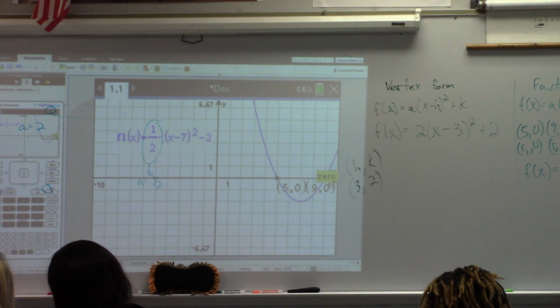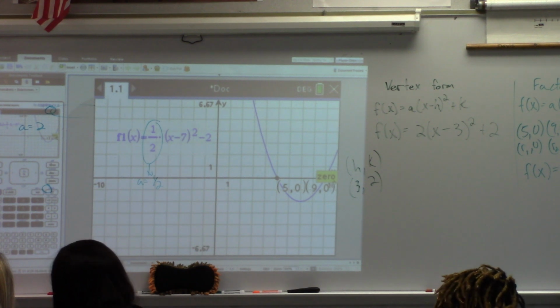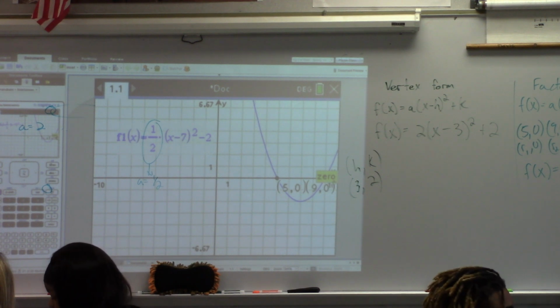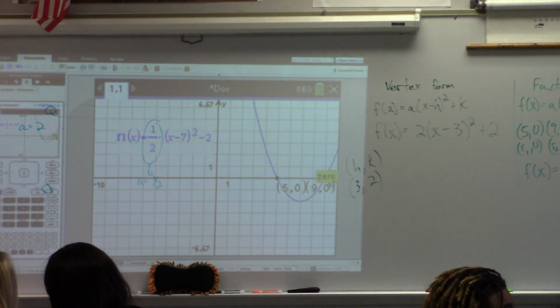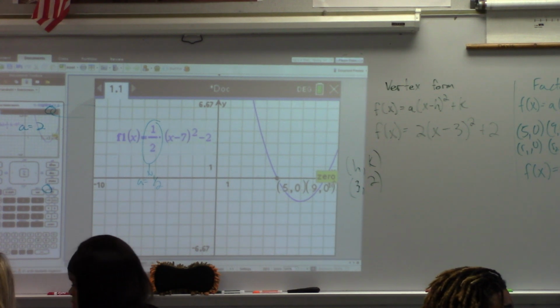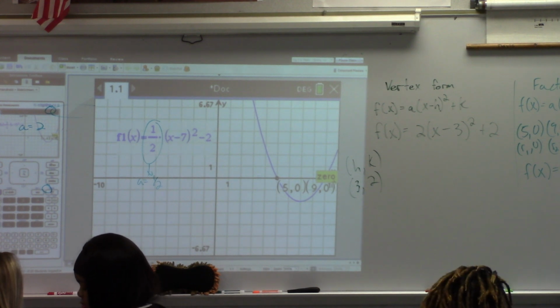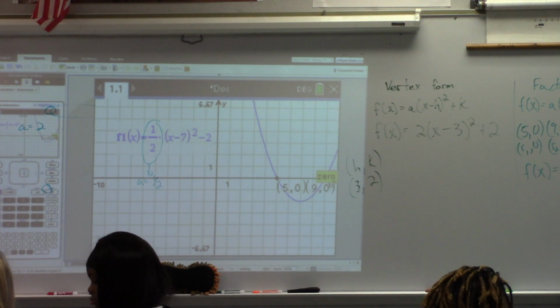Does this make a little bit of sense? I was going to pause for questions. So why wouldn't you use 7 and 2? Because the point (7, 2) is your vertex. You were given vertex form, and that's only the vertex. But which form did I ask you to write? Factored form. You don't need the vertex for factored form. You need the x-intercepts.